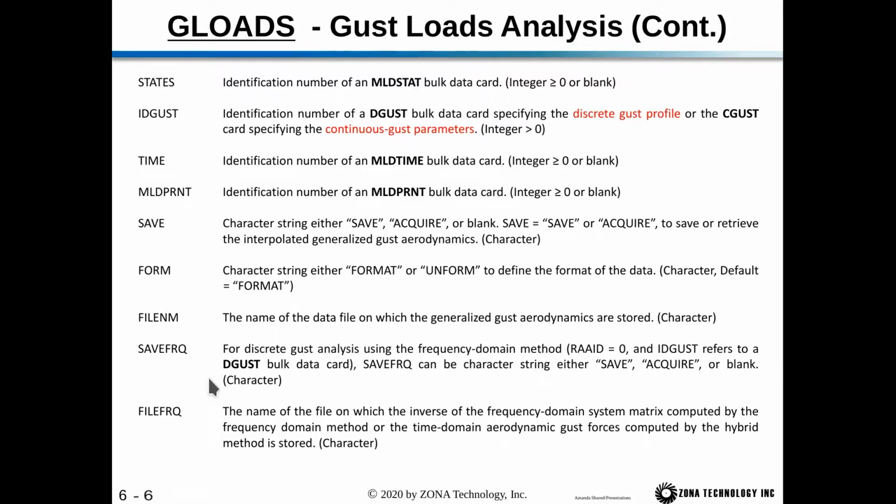And then next, you can save the frequency domain. So save FRQ is for the discrete Gust analysis using the frequency domain method. Save frequency can be a character string, either save or acquire. And then file FRQ is the file name. So this stores the inverse of the frequency domain system matrix computed by the frequency domain method, or the time domain aerodynamic gust forces computed by the hybrid method. So in this case, if you're doing multiple analyses, you can save the data on the first run and then retrieve the data for subsequent runs.